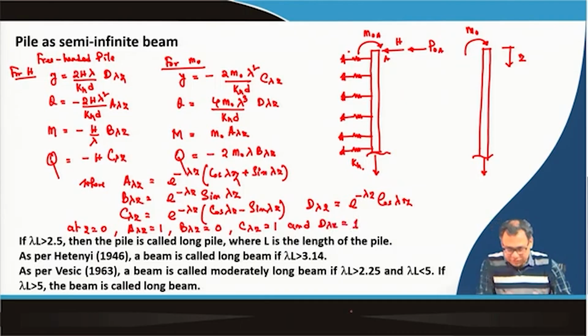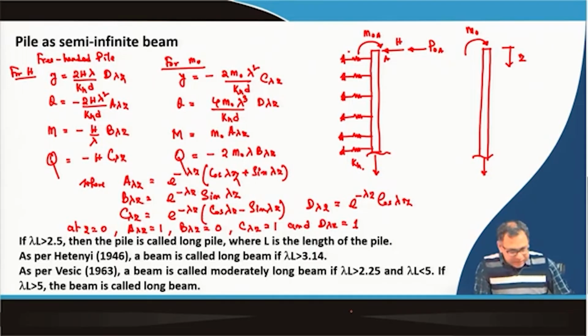So, this is the equation, which is slightly easier than the equations for a beam of finite length, because there I gave those coefficients in tabular form, but here the coefficient equations are available. So, you can put the z value directly and you will get the deflection, shear force, bending moment and the slope at any point. Now, these equations are valid for a free headed pile.